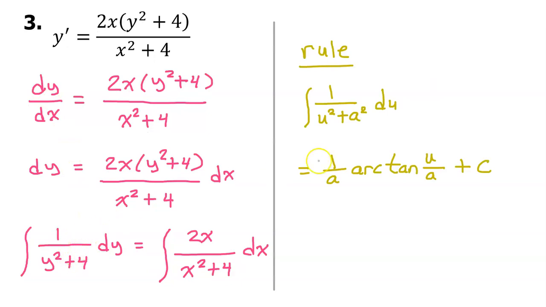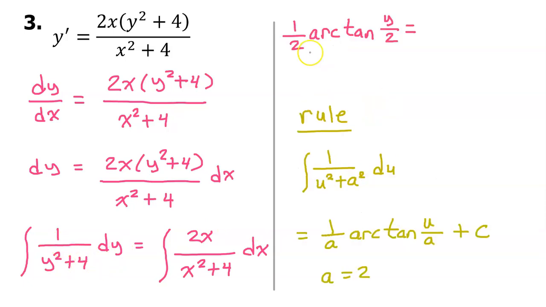On the left side, we will use this memorized rule. This is a perfect match for arctangent when a is equal to 2. A will always be the square root of this constant. So on the left side, we will now have 1/2 arctangent y over 2.